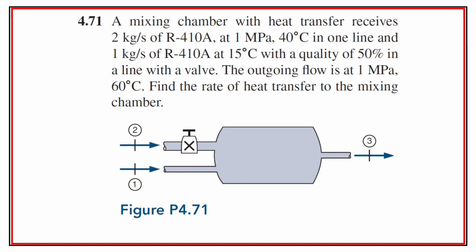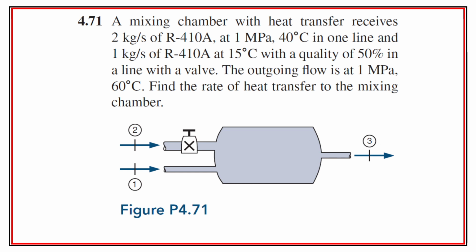So I would think that they're all 1 megapascal or thereabouts. It would make sense, or I guess the mixing one needs to probably be maybe more. I don't know. Needs to overcome that. They need to mix together, that's for sure. The outflow is 1 megapascal, 60 degrees Celsius. Find the rate of heat transfer in the mixing chamber. In the mixing chamber. That's interesting.